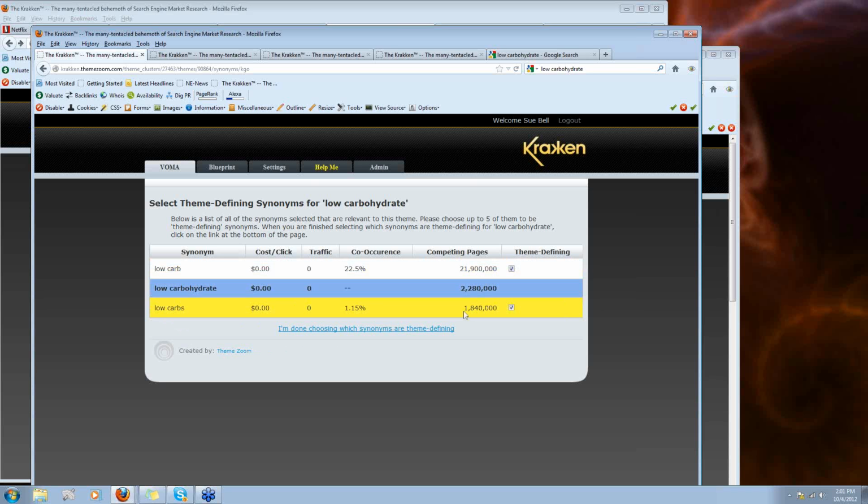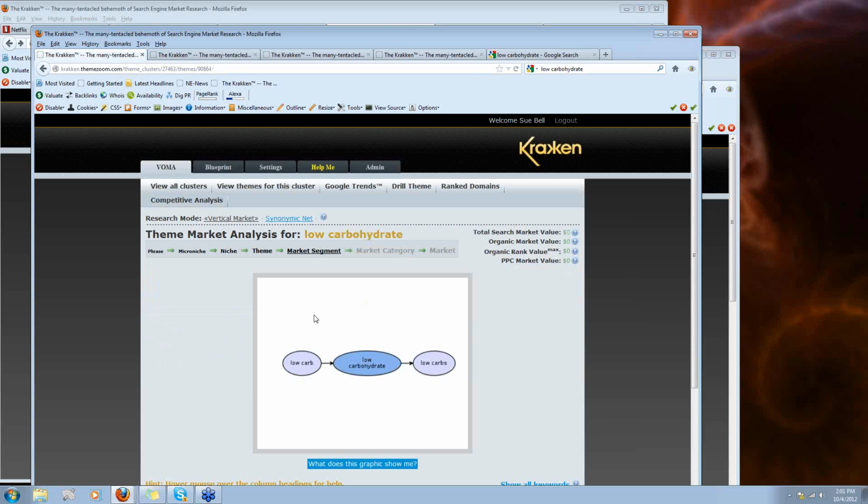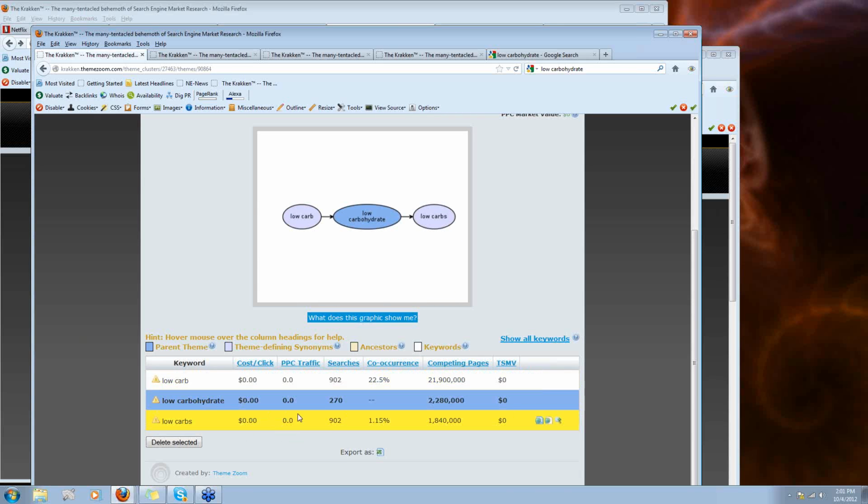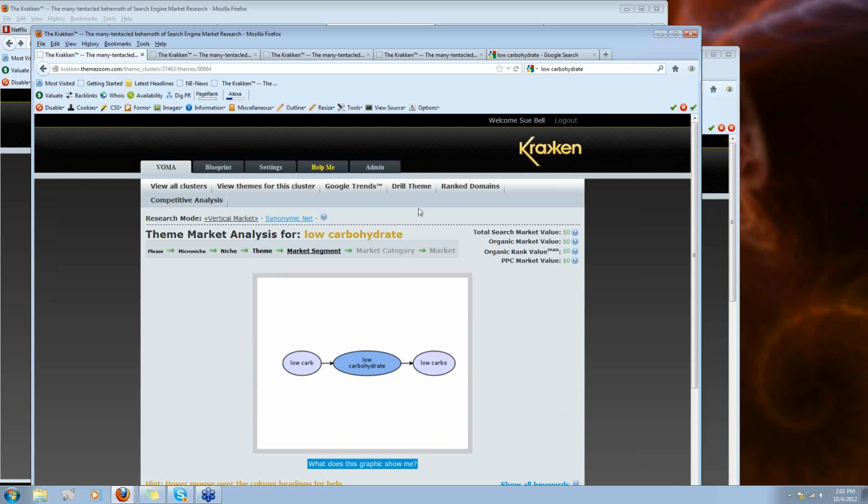I'm going to go ahead and make all of these theme defining and click that I'm done and let it go on and do its thing. Okay, so now it comes back immediately. It tells me that everything's there, and then I can go ahead and drill into the theme.